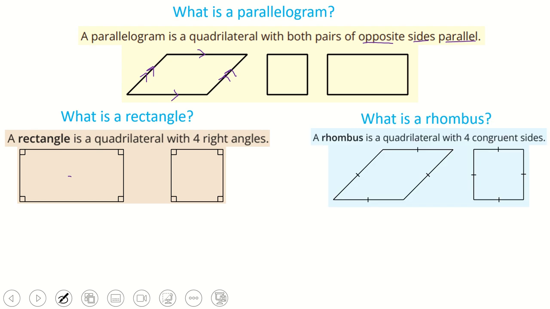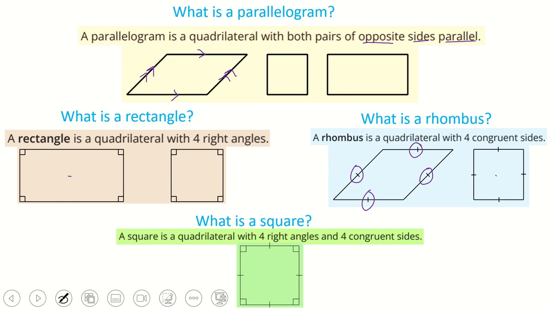A rhombus is a quadrilateral that has four congruent sides. So notice that each one of our sides in this picture has tick marks, and they're all the same amount of tick marks, representing that all four of these sides are the same length. Again, notice that this picture looks like it has a square. So far, we've seen a square in all of these because a square is very specific in what it requires. A square requires that we have four right angles and four congruent sides.